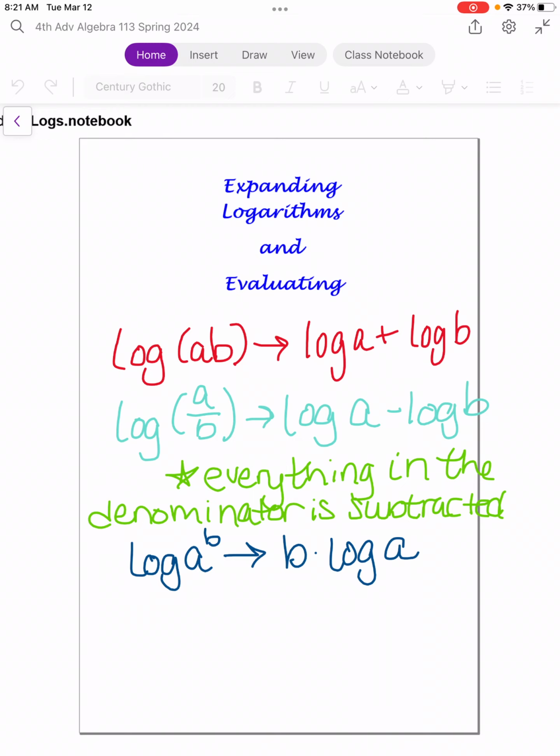The log of A divided by B is the log of A minus the log of B when it's expanded out. Now, I want to note that everything in the denominator is subtracted, so there might be multiple things in the denominator. They all get subtracted. And then the log of A to the B, that B comes down out front, so if there's an exponent on your argument, that B comes down out front, and it becomes B times the log of A.